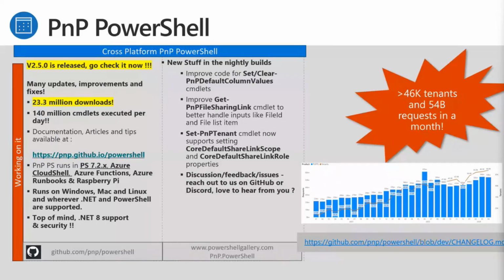What else? In the latest nightly builds, we improved the Set and Clear PnP default value commands. We also improved Get-PnPFileSharingLink, so whenever you want to share a file, we generate a link for that. We find all those links which are shared with end users. So we have made it better to handle inputs like file ID as well as the file list item. Besides that, we also improved the Set-PnPTenant command to add support for setting the default share link scope as well as the default share link role.